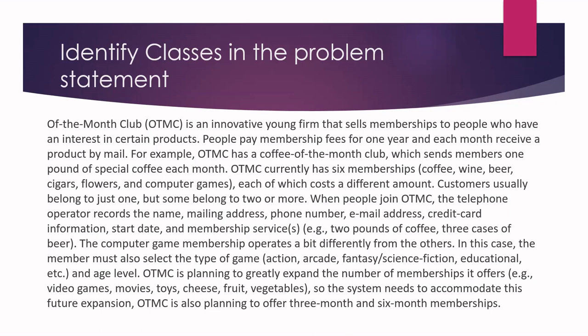So let's say we have game. We put game as a class. Okay? We have a game as a class. And then we have a member. The member wants membership with game. So we have member, we have membership, and game. But we have other things that are similar in type to game, right? Other memberships that we have here. We have coffee membership, wine, beer, cigars, flowers, and computer games.